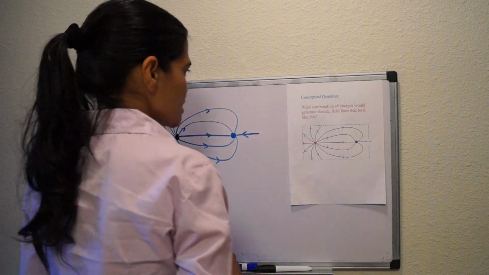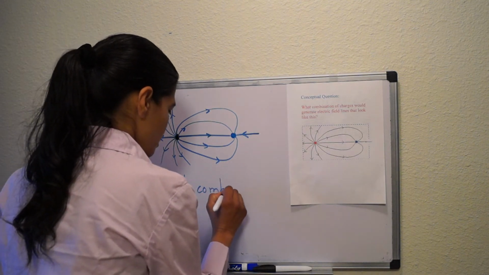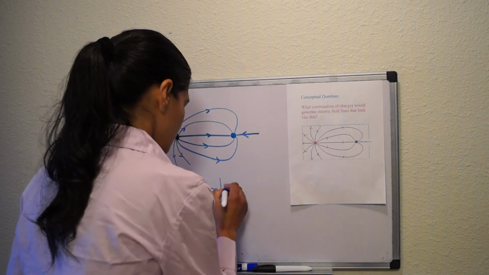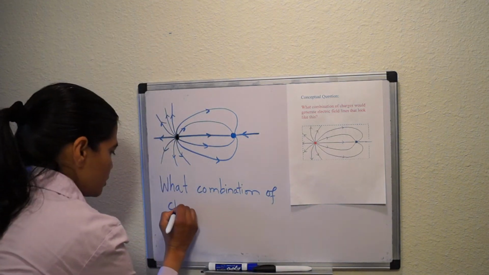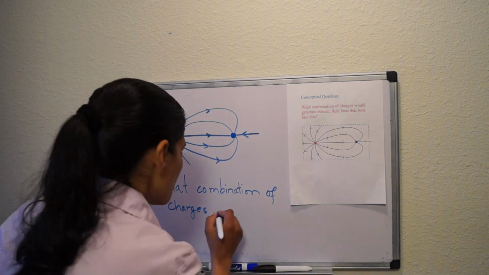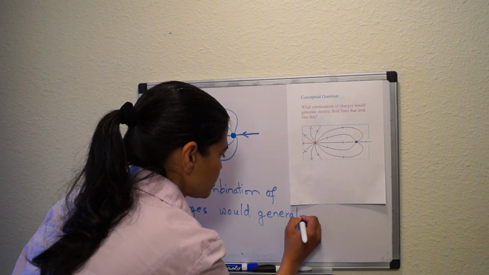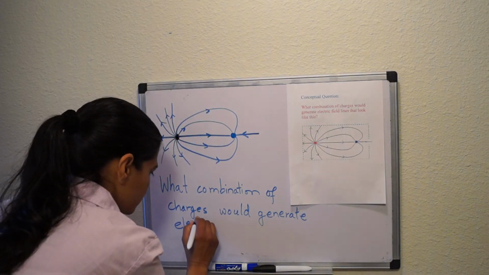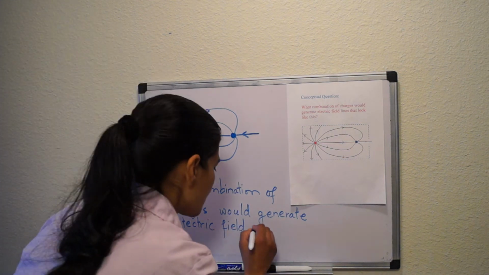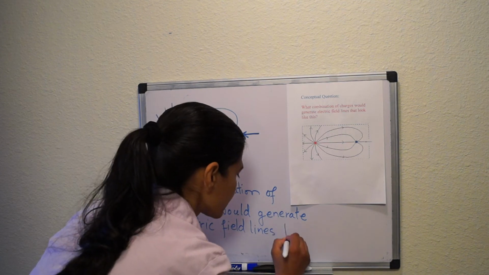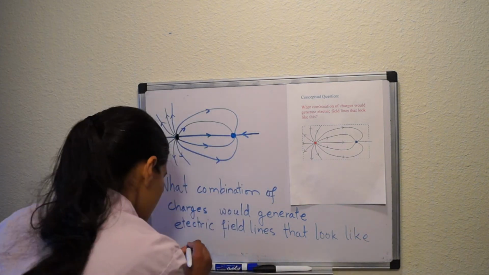Okay, so the question is this: what combinations of charges would generate electric field lines that look like this, shown above.